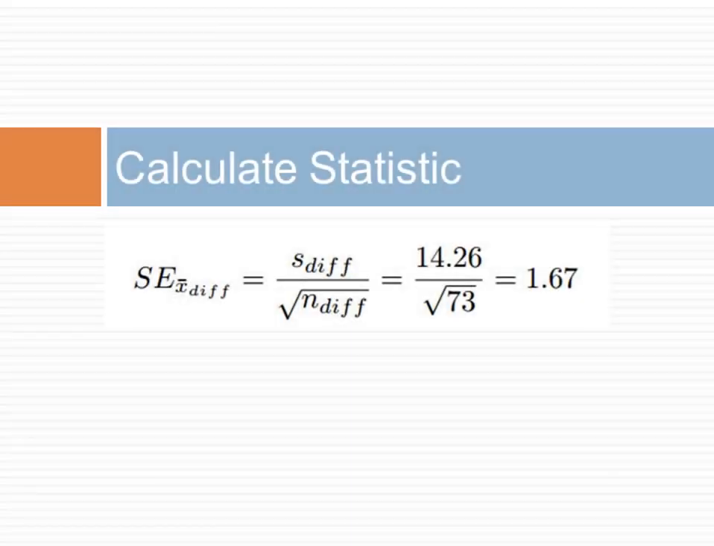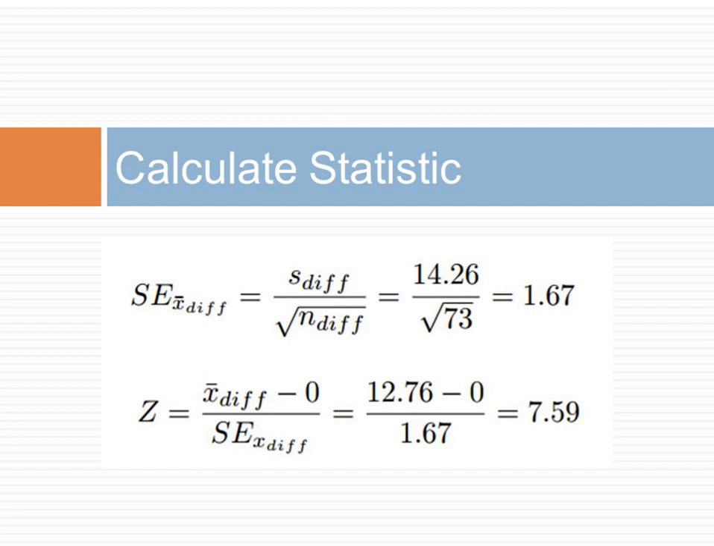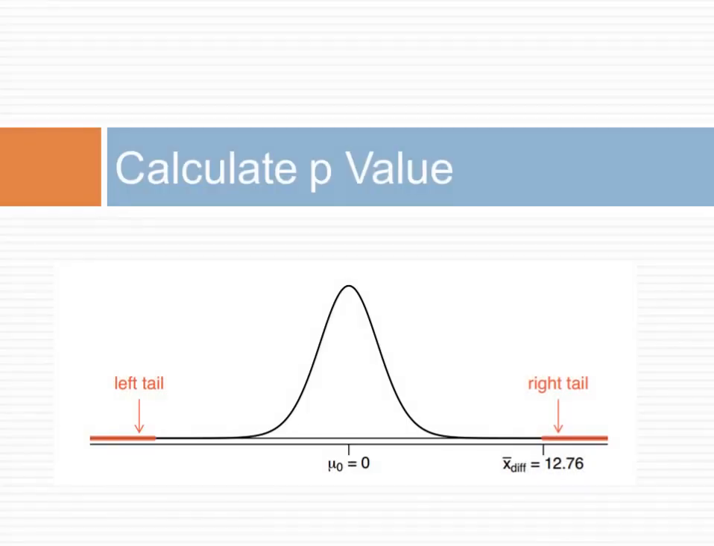We now calculate the statistic. First, we calculate the standard error of the mean of the differences. The problem gives us the standard deviation of the differences and the sample size. From these two values, we calculate the standard error to be 1.67. The z-statistic is calculated as the ratio of the average of the differences by the standard error. In this case, the z is 7.59.